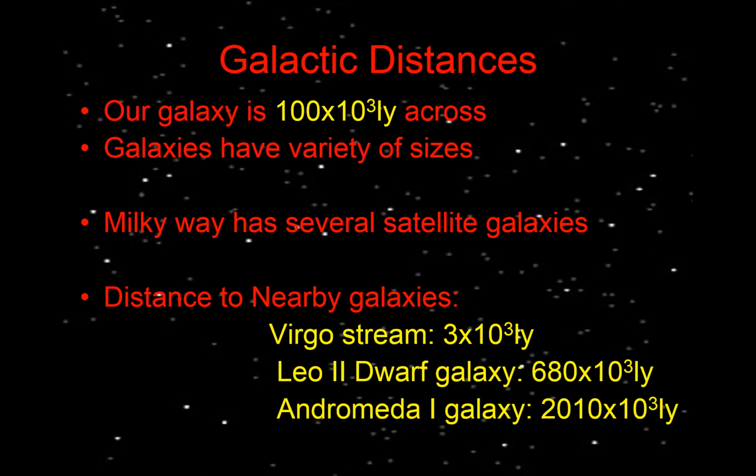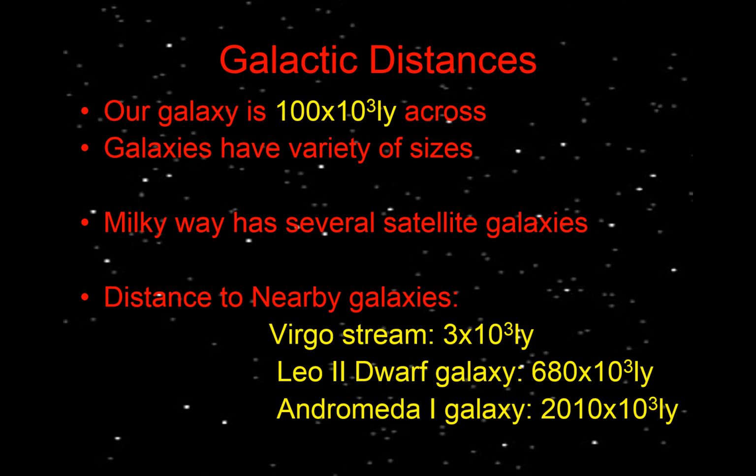There are different sizes of galaxy. Not all galaxies are this size. Some are bigger, some are smaller. There's a whole different array of sizes of galaxy. Larger ones, smaller ones, different shapes, different morphologies. And we will discuss those later. The Milky Way, our galaxy, also has several satellite galaxies, other galaxies which are orbiting around itself.